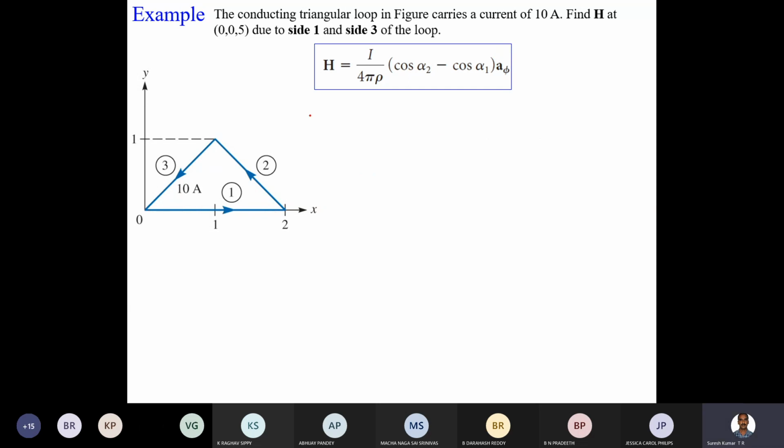Now in this problem, you calculate only the magnetic field due to side 1 and side 3. This is side 1 and this is side 3. We are going to calculate the magnetic field produced by side 1 and side 3, and the observation point is at (0, 0, 5).